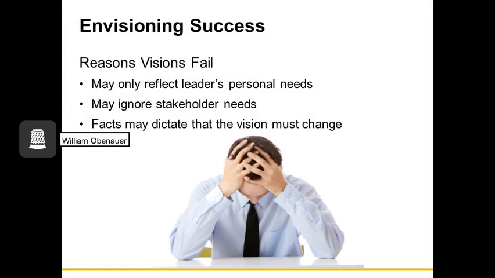Even if you do have a vision, sometimes it's not going to be effective. When visions fail, it's often because instead of serving to meet the organization's needs, they may be more focused on the leader's needs and fail to meet the needs of followers. Additionally, leaders need to recognize that visions may have to change from time to time. For example, technological changes, a recession, or the COVID-19 pandemic are all examples of environmental factors that can cause leaders to change their vision.